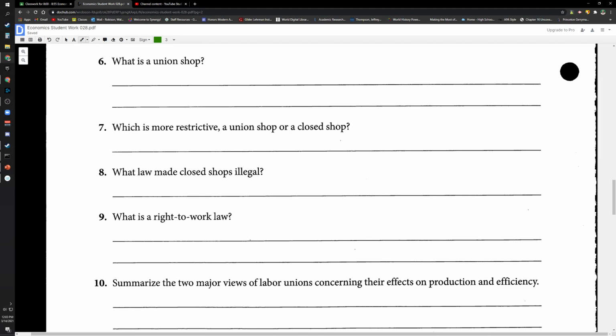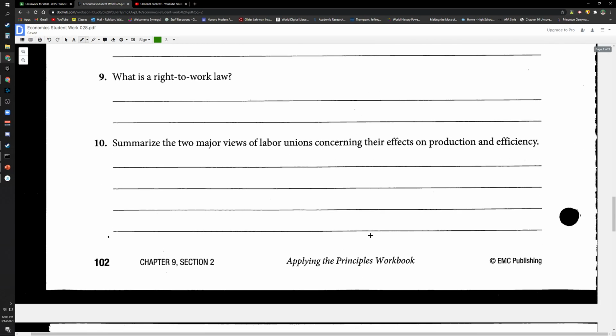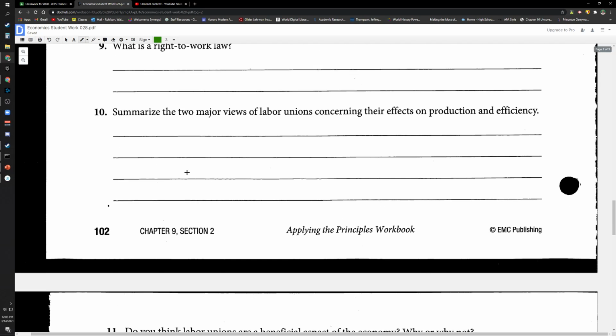Question 8, what law made closed shops illegal? Again, this is from the presentation. This is the Taft-Hartley Act. This was passed in 1947. What is right to work? Again, it's right out of our presentation.